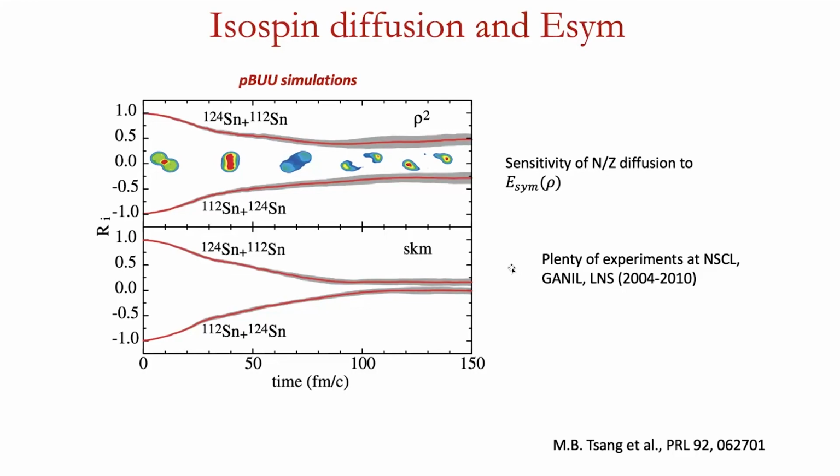But this is telling you that if you have a very strong density dependence, a stiff density dependence, at the end the two systems will end up with a large difference in n over z after the collision of these two binary systems. If you have a softer density dependence of the symmetry energy, you will have a faster exchange of neutrons and protons between them, and you reach equilibrium more easily.